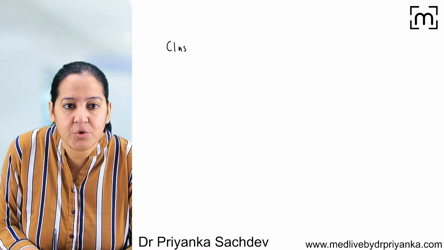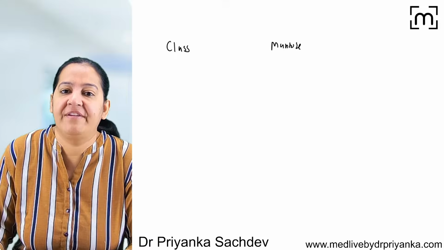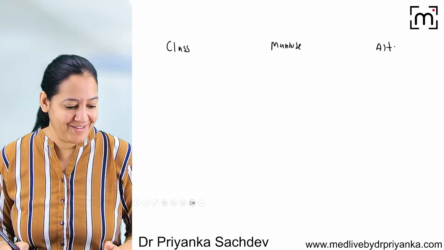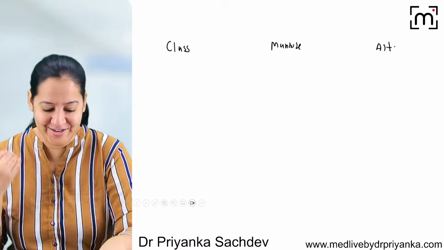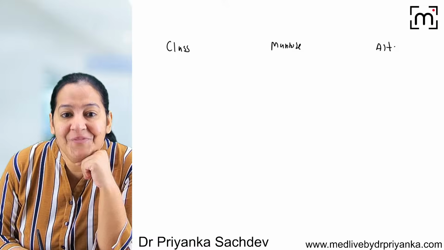So what are the three pathways? We have the classical pathway, the Mannose binding pathway, and the alternate pathway. We'll revise all three. So who will help me? People, come together. We will try together. Let's try. So tell me the trigger in all three.